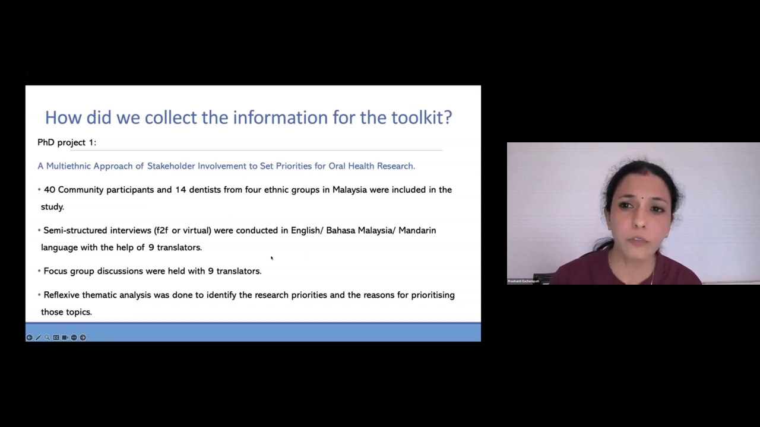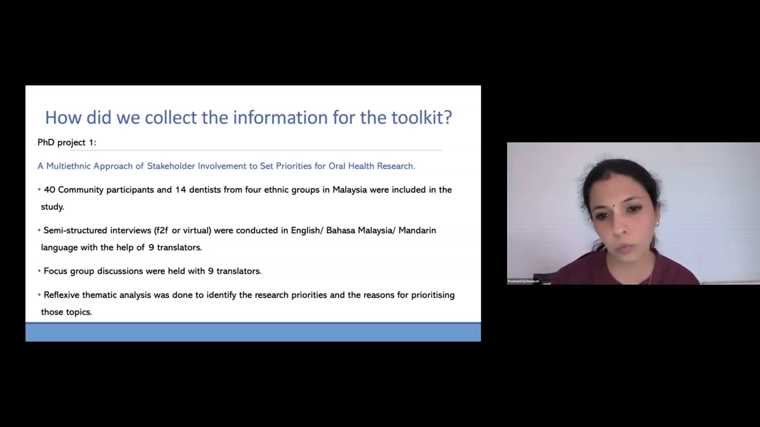How did we start collecting information to develop this toolkit? So as I mentioned, from the first project, we had 40 community participants and 14 dentists, and these belong to the 4 ethnic groups in Malaysia. So the 2 predominant ethnic groups were the Malay and the Chinese, and we had 2 minority ethnic groups who were called the Baba Nyonya and Malacca Chetty. And we conducted semi-structured interviews, both face-to-face as well as virtual.